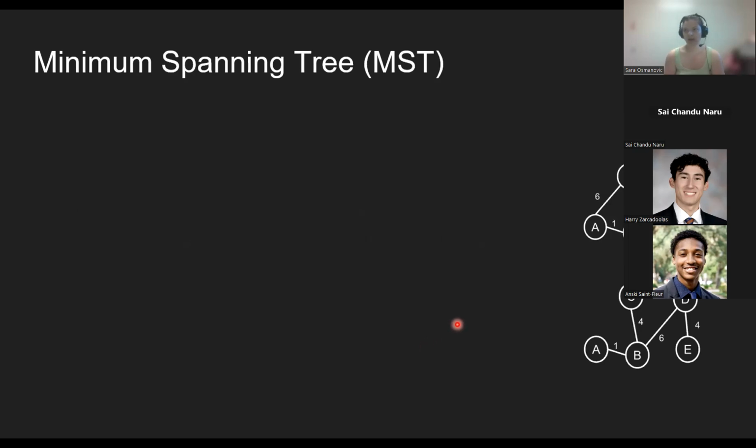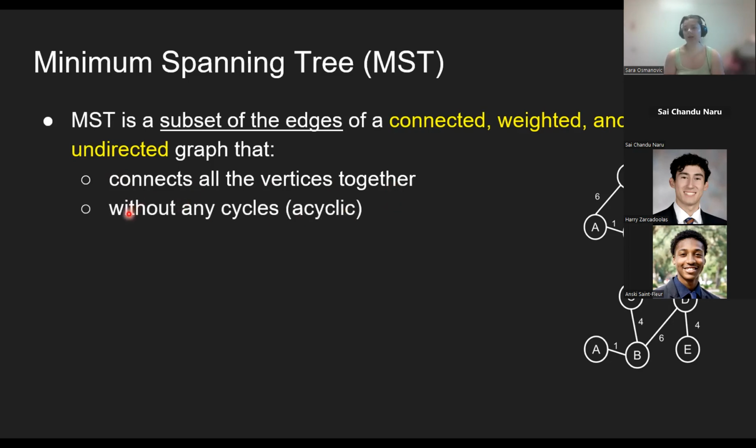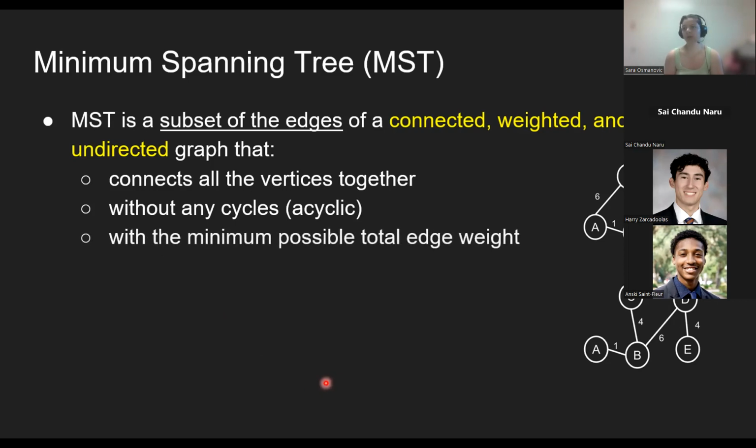So a minimum spanning tree is a subset of edges of a connected, weighted, and undirected graph that connects all the vertices together without any cycle. So it forms a tree, which you are familiar with. And on top of making a tree, so no cycles, and connecting all the vertices together, it also does that with the minimum possible total edge weight. So once you connect all of these, the total weight will be the smallest of all the possible combinations.